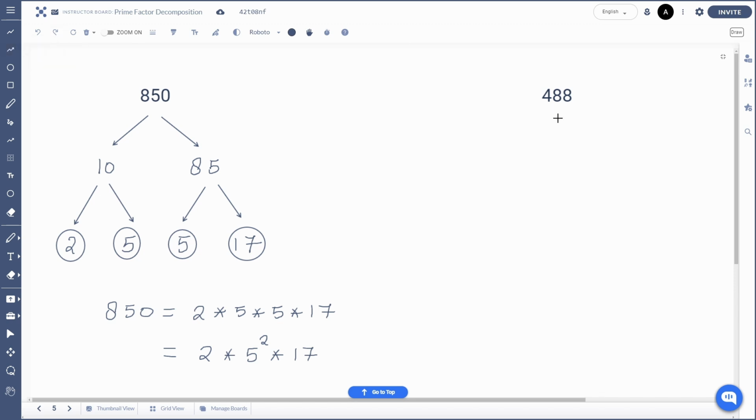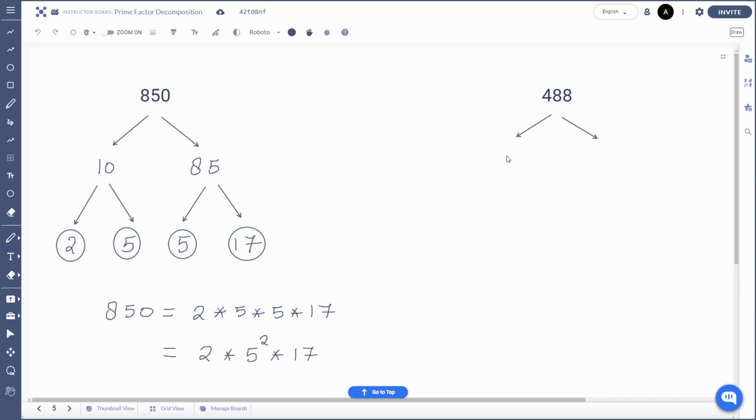Let us now continue with the next example. We can have 488. Now it looks a little critical number, not very difficult, but sometimes if you don't have the idea of multiplication or times table, you might struggle, but don't worry. As you notice, it's an even number, so obviously you can start with 2.